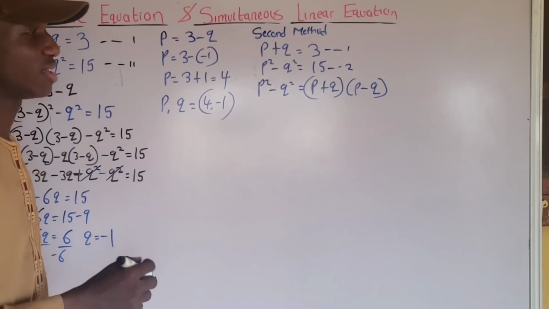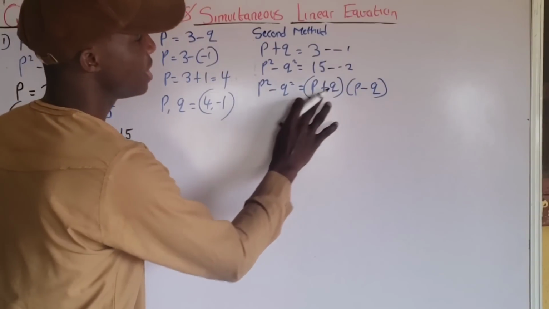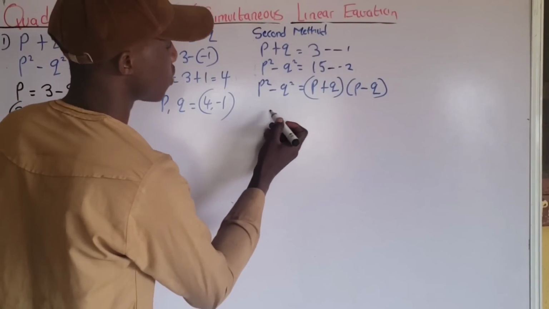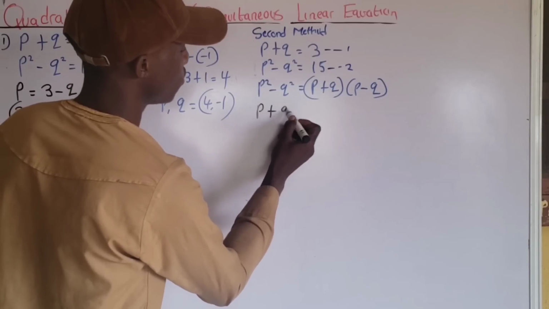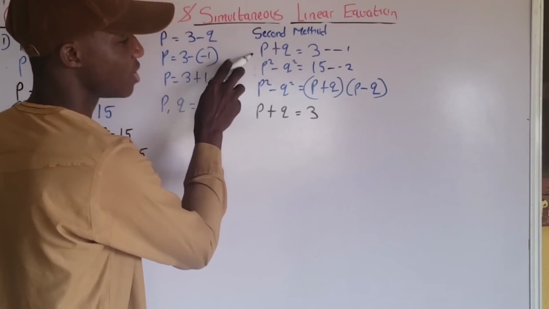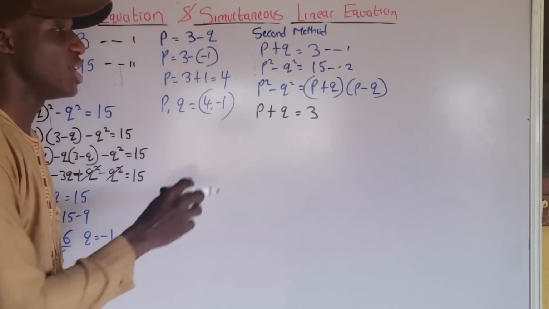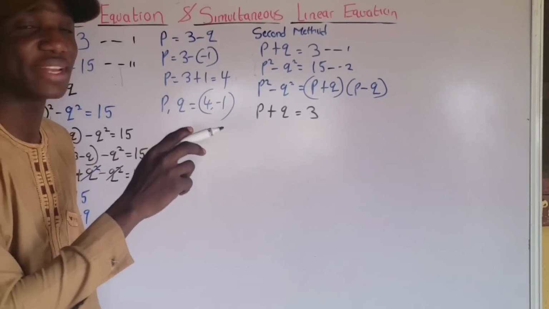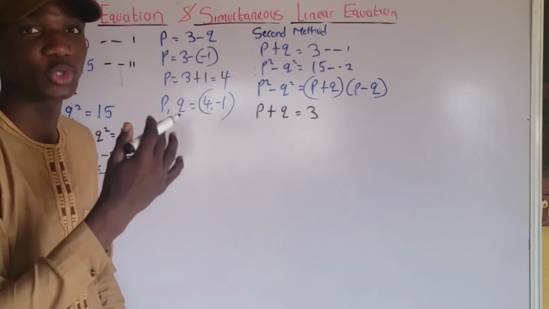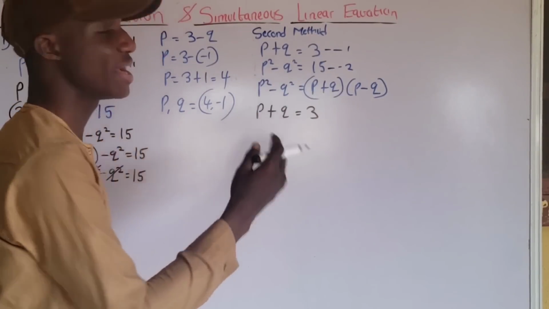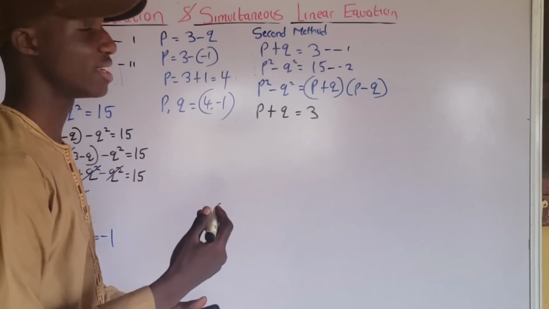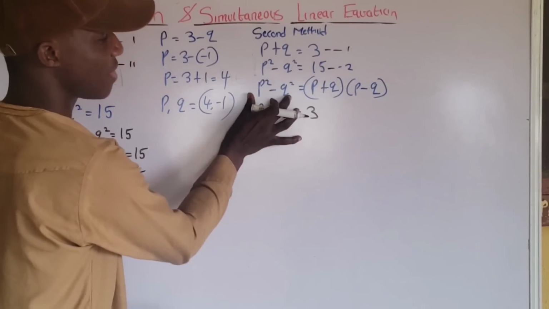Are you paying attention? Now, recall that P plus Q is what? 3. So you are going to have P plus Q is equal to 3 from equation 1. You understand? From equation 1, P plus Q is equal to 3. If you express p squared minus q squared as a difference of two squares, you're going to have p plus q and p minus q. You understand? Okay, if you open this bracket, you're going to arrive at this.